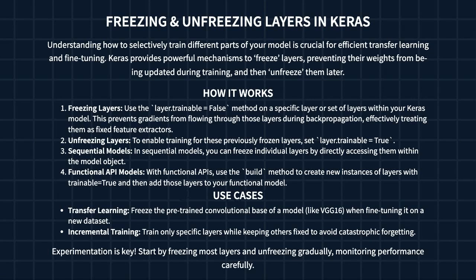Okay, let's talk about freezing and unfreezing layers in Keras, a really important technique for getting the most out of your models. Basically, you can tell Keras which parts of your network to train and which parts to keep as is. When you freeze a layer, its weights are locked down, it won't change during training. This is super useful when you're doing transfer learning, like taking a massive image recognition model that's already been trained on millions of images and adapting it to your specific task. You might freeze the initial convolutional layers and only train a few new ones at the end, which saves a lot of time and resources. You can do this by setting layer.trainable equals false.